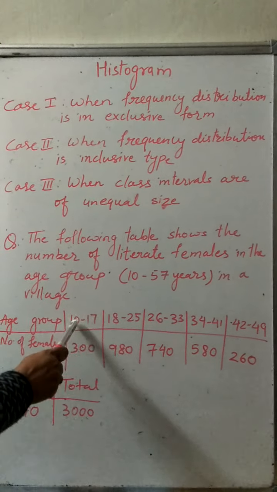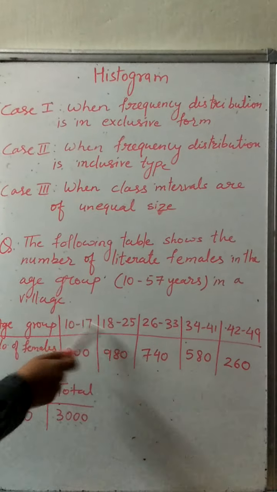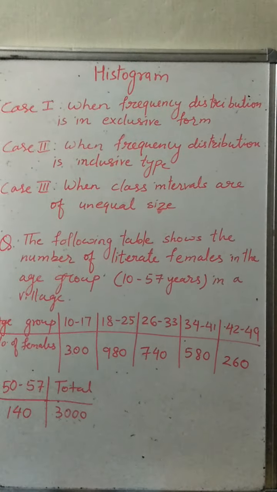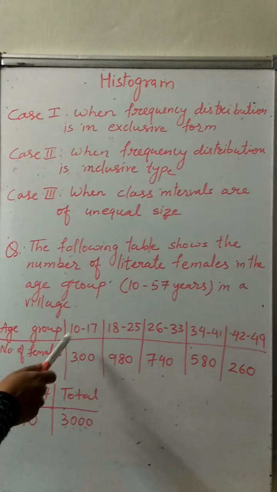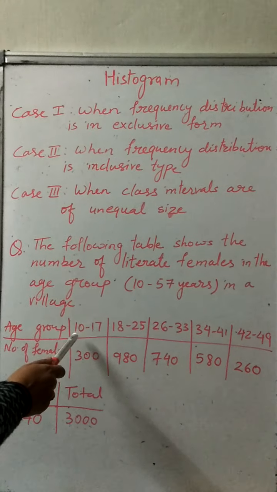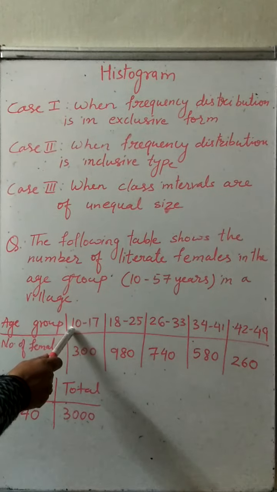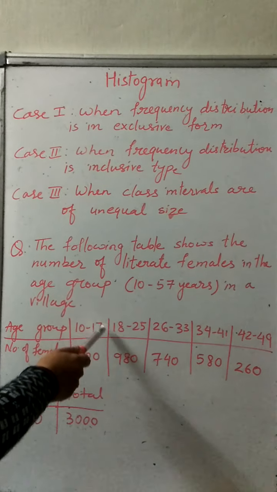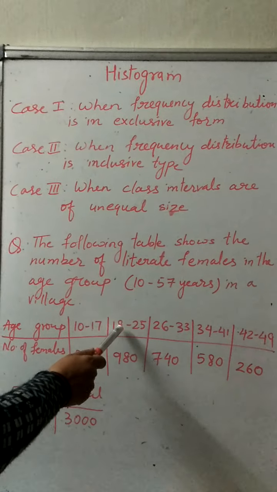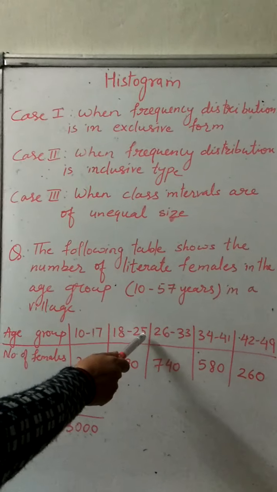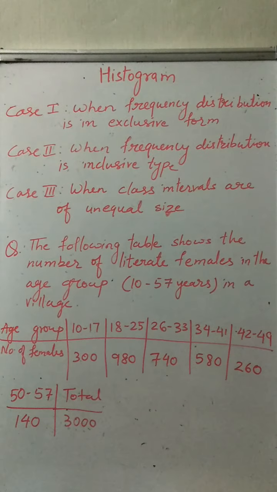Here you can see the class interval is of inclusive type. So first we will convert this inclusive into exclusive and then we will draw the histogram. To convert inclusive type into exclusive type, we have already learned in the previous class that we have to subtract 0.5 from the lower class limit and add 0.5 to the upper class limit. Similarly, here also we have to subtract 0.5 from 18 and add 0.5 to the upper limit. So let us start constructing the histogram.